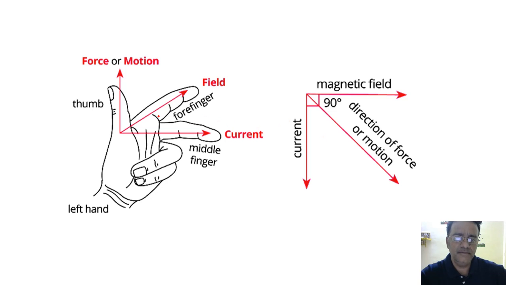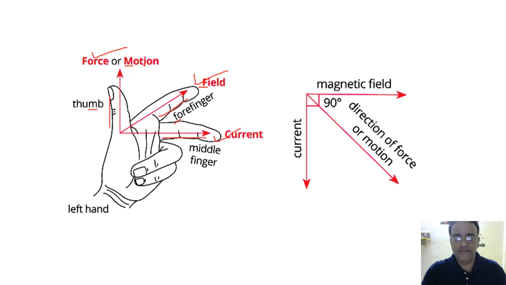So this is the forefinger and this is the middle finger, center finger, and this is the thumb. Okay, thumb will give the direction of force, forefinger gives the direction of magnetic field, and the middle finger, the center finger, will give the direction of current. To remember: forefinger starts with F, field is also started with F, forefinger field. And thumb has M and motion also has M, right? Thumb has M, that will give the motion.